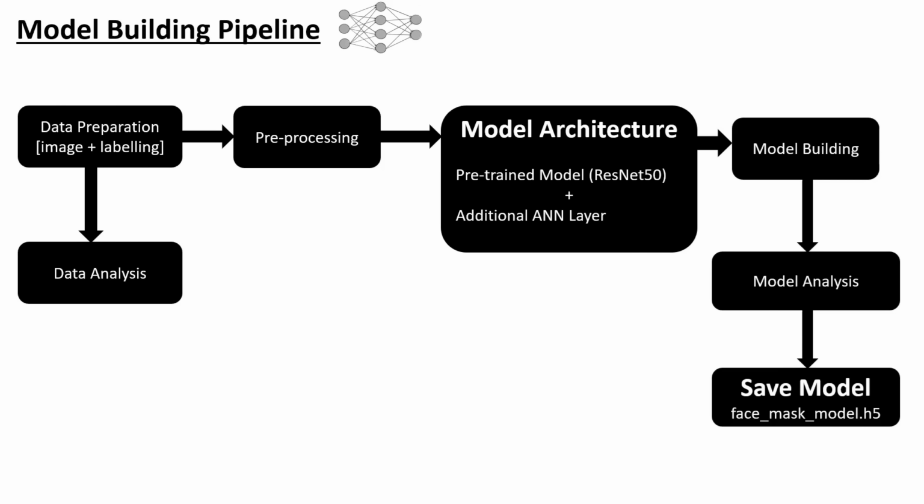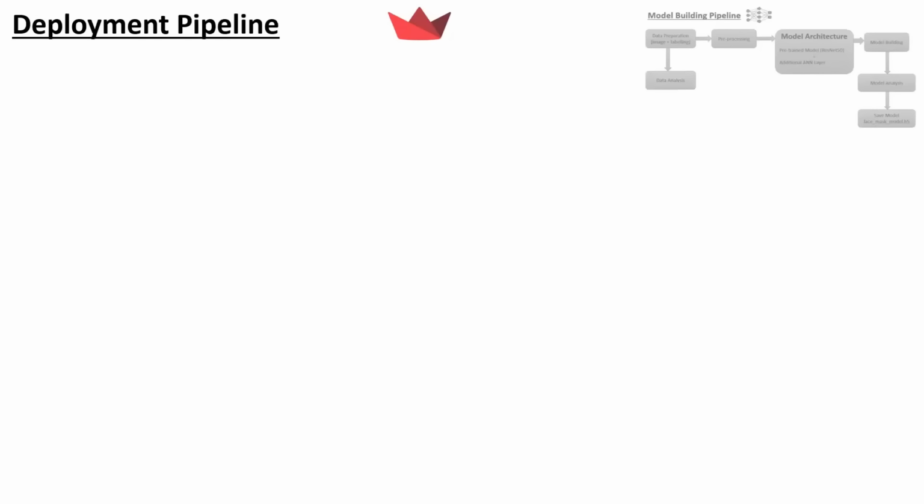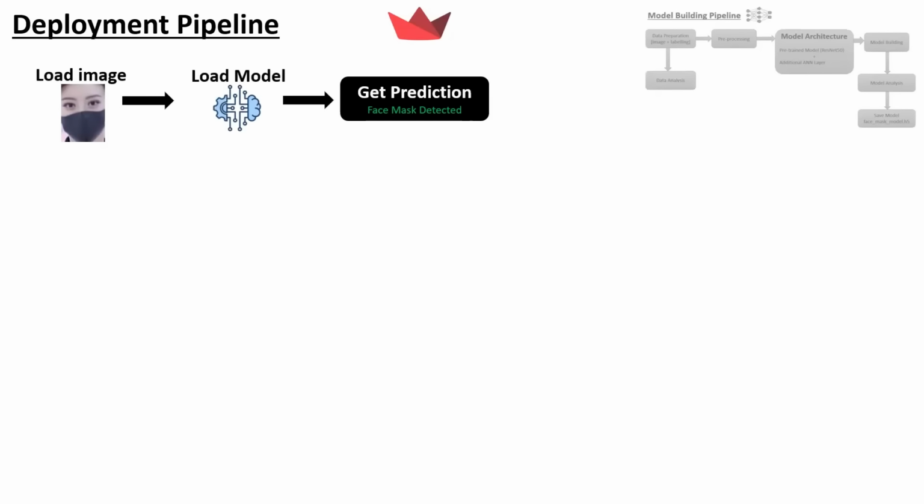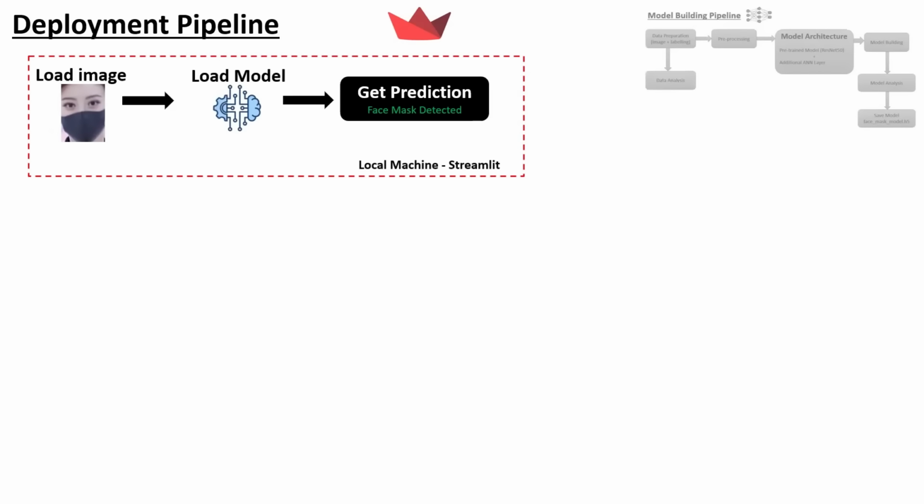When the model building pipeline is complete, we'll start the deployment pipeline. In the deployment pipeline, first we have to load the image. At the same time, we also have to load the model. So we'll pass the image into the model, perform the entire action on Streamlit locally, and then we'll get the prediction. Like here, this image is wearing a mask, so the prediction will be face mask detected.